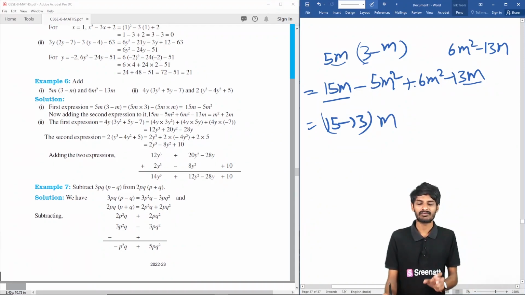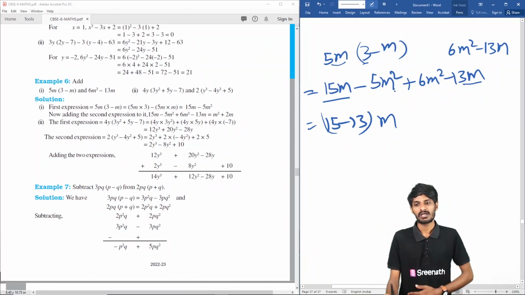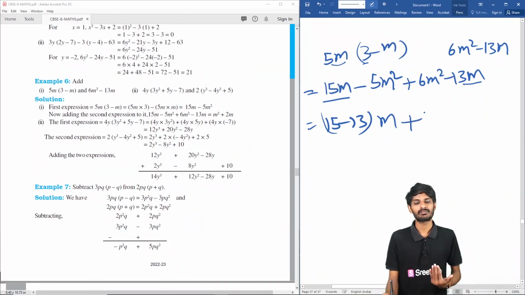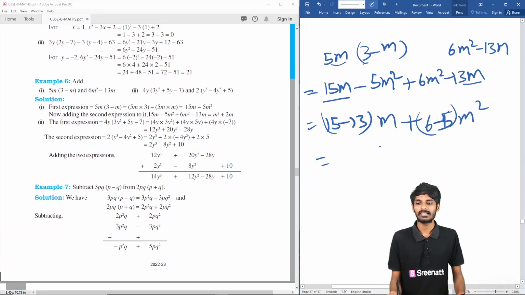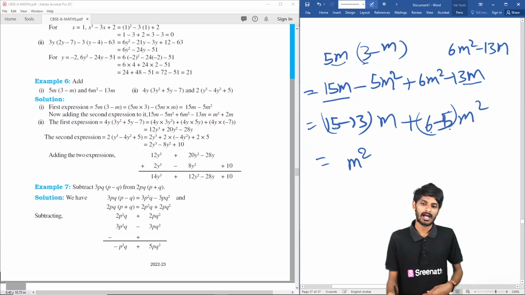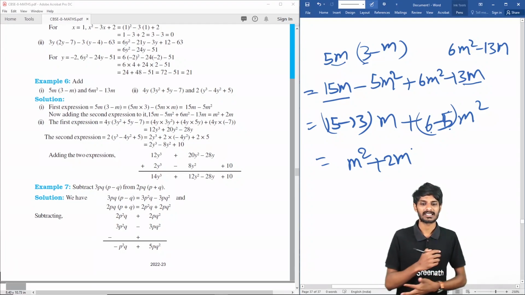Is there any like term for it? Yes, there is plus 6m square. So how to do the task? Just simply subtract or add the numeric coefficients. So finally, 6 minus 5 is 1, and 1 into m square is m square. I am writing it before. And 15 minus 13 is 2. So it is 2m. So it is the way of answering this type of problem, students, adding them.